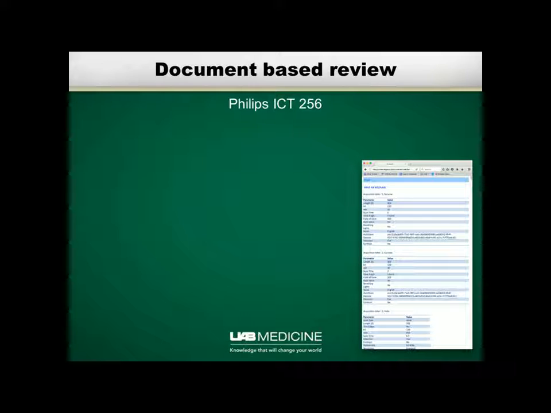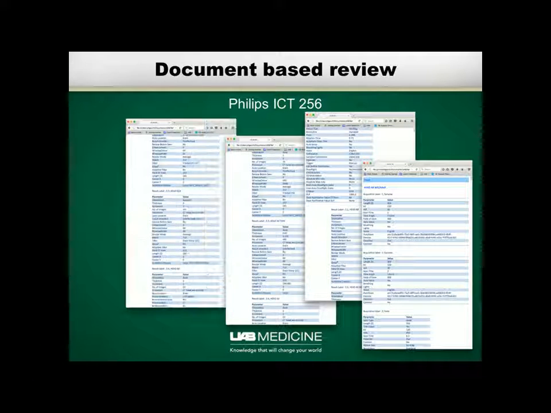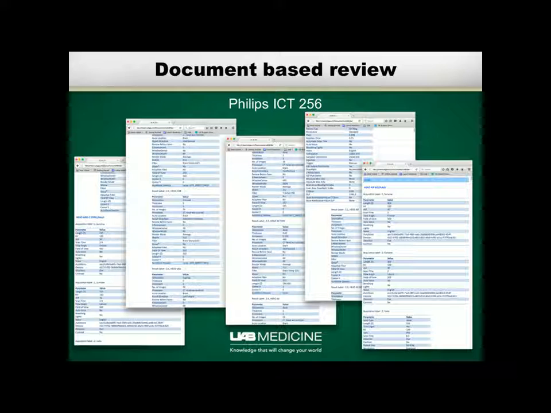Another approach is what I call document-based review. A lot of scanners these days can put out documents, whether to a printer or to a USB flash drive, that contain protocol information. I've already talked a little bit about the Philips ICT and that dialog box that you get up. Here is how much information you get for a routine head, which is fairly simple. That's a lot of information to review. It's not really set up in a way that's particularly easy to review, though it's better than some of the other stuff that I've shown you.